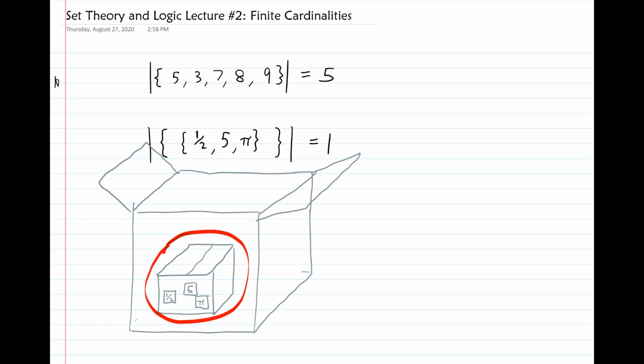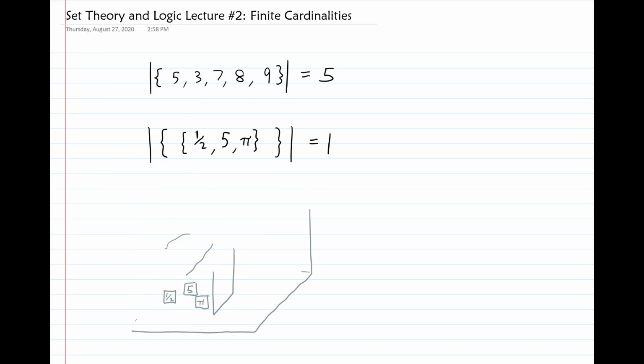If it doesn't, you can ask me during one of the discussions. But usually the box analogy is something that will help you through any difficulty of cardinality, as long as there's not infinitely many elements. Okay? All right. Let me erase that picture. So let's just do a few more now.